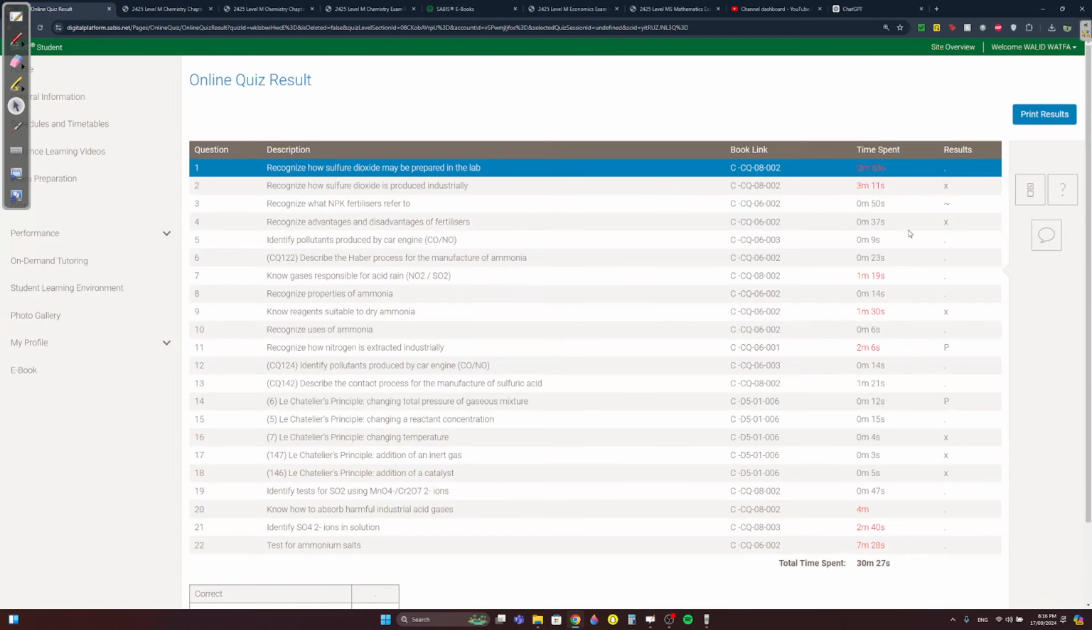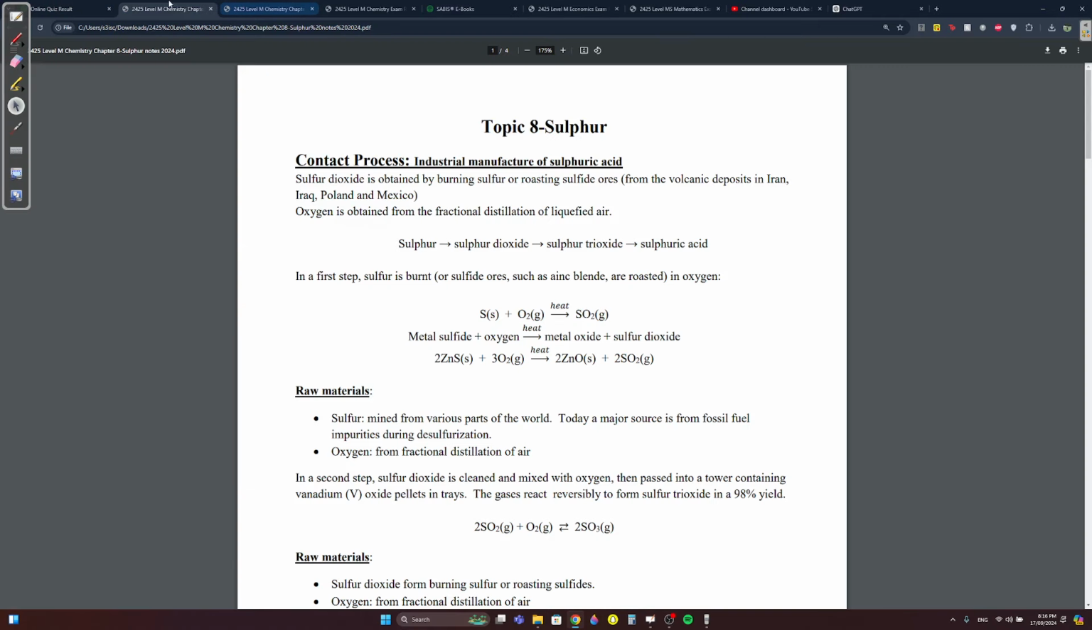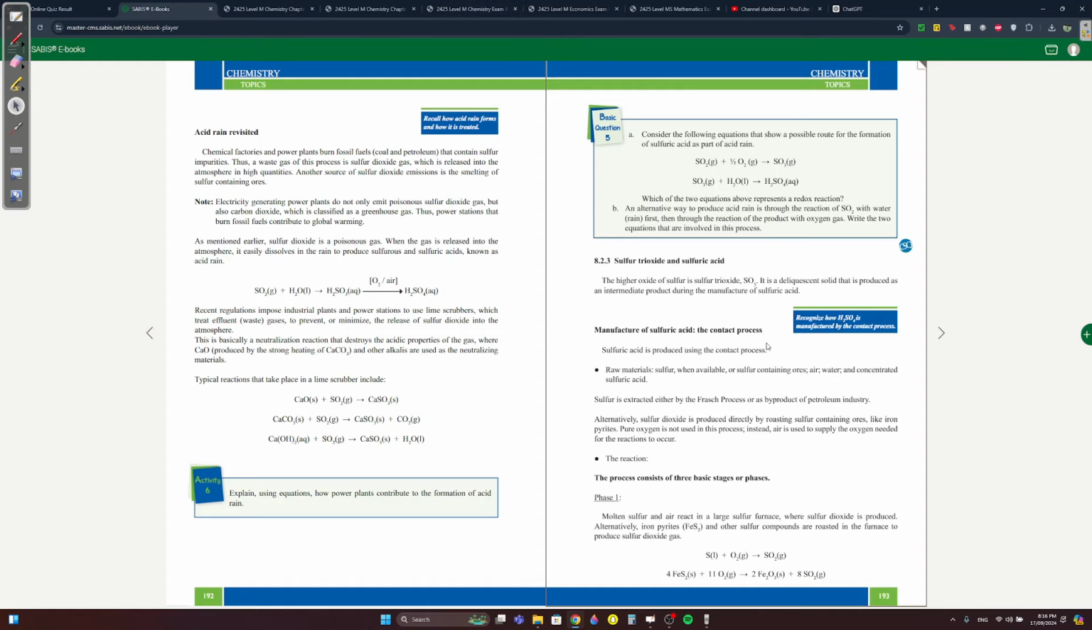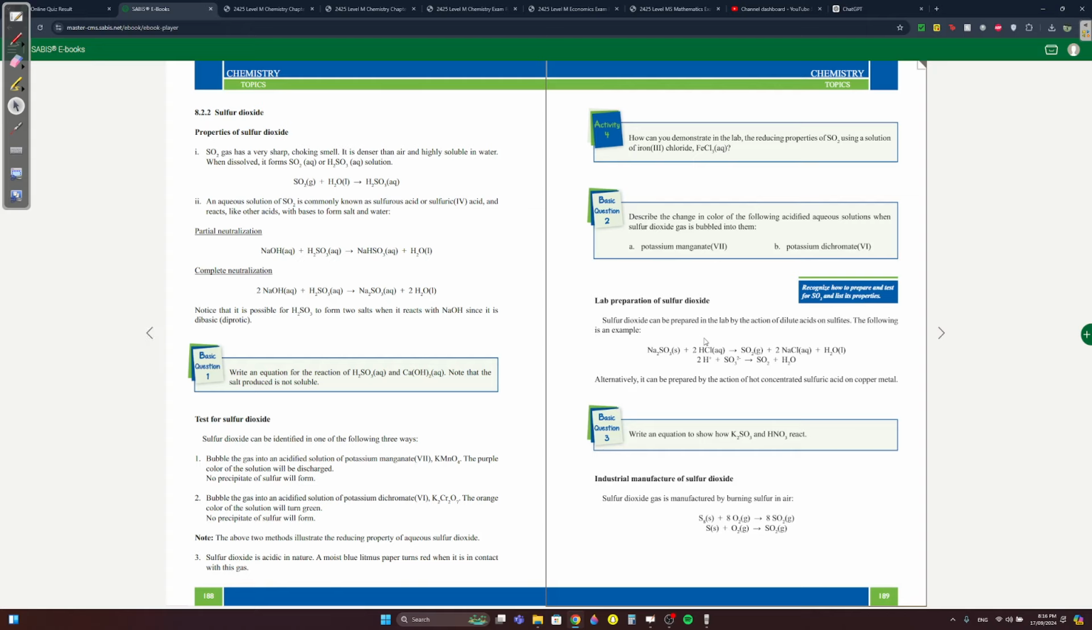They said there are 2 ways sulfur dioxide is prepared: industrially and in the lab. In the lab, sulfur dioxide can be prepared by the action of dilute acids on sulfites.